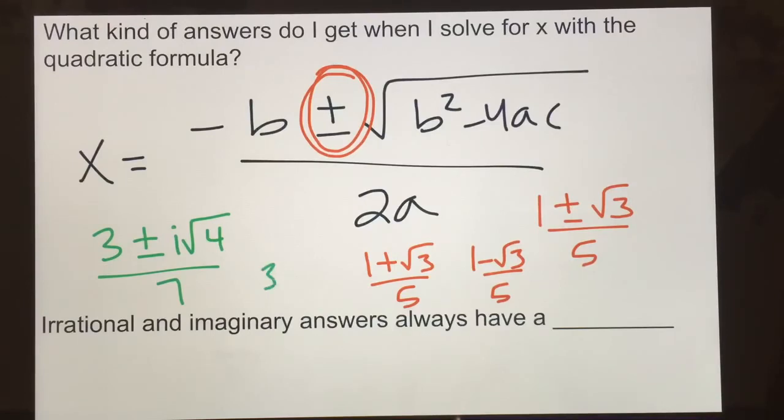We would have 3 plus, and square root of 4 is 2, so it'd be 2i. 3 plus 2i over 7, and you would have 3 minus 2i over 7. So anytime we had a radical in the answer or an i in the answer, any of that stuff, we always had 2 answers, one with a plus, one with a minus. So always have a plus, minus, 2 answers.